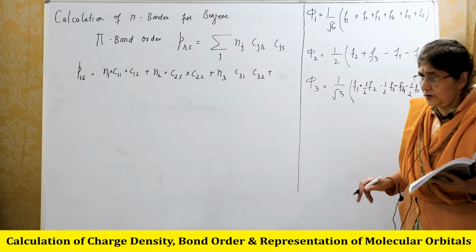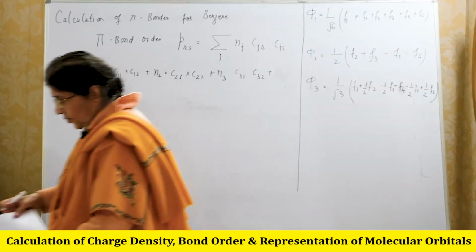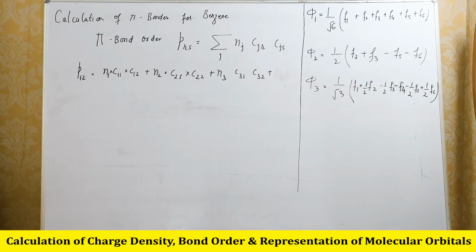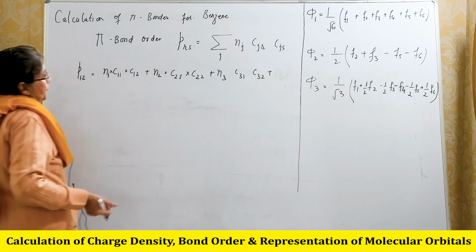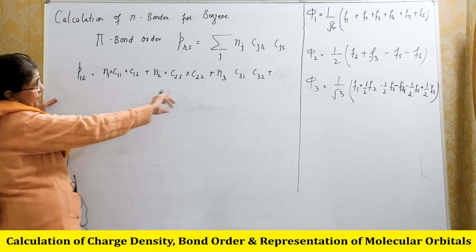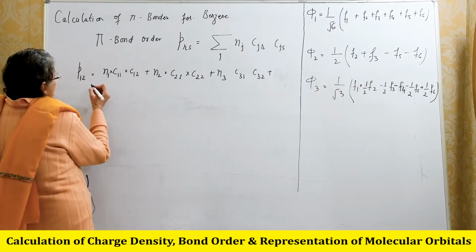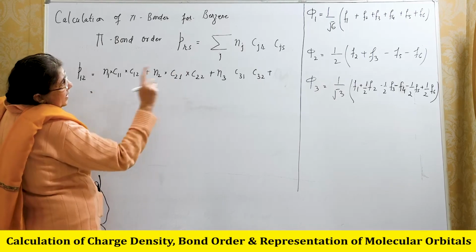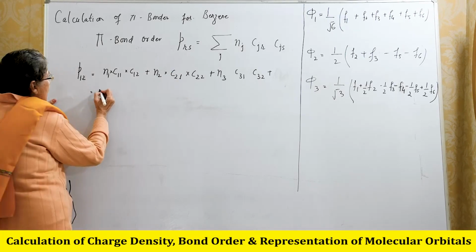With this we will calculate the pi bond order. So this is 1, 2. For N1, how many electrons are there? 2 electrons are there.